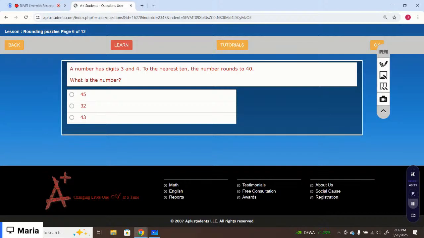A number has digits 3 and 4. To the nearest 10, the number rounds to 40. What is the number? 3 and 4. The number that rounds to 40 is 43. Option number 3 is the correct option.